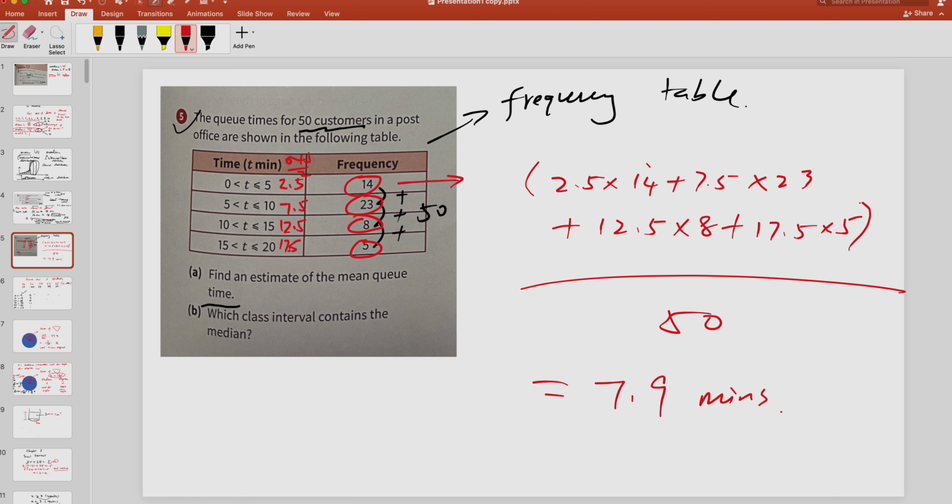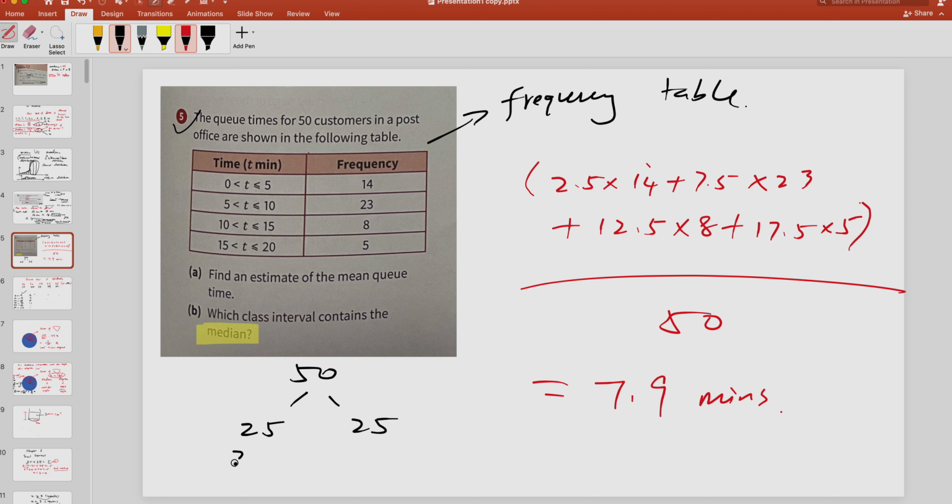If given a range, and I ask which class interval contains the median, which one is the median in this case? How do you split 50? Can you see the median? There are 2 ways to find the median. One way is to split 50 into 25 and 25. So it's going to be the 25th one and the 26th one. You add them and divide by 2.